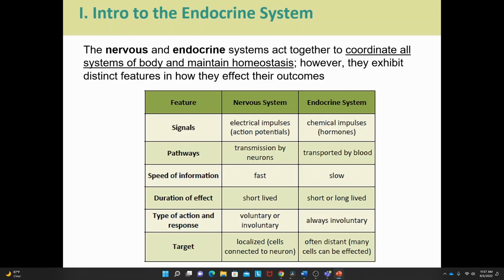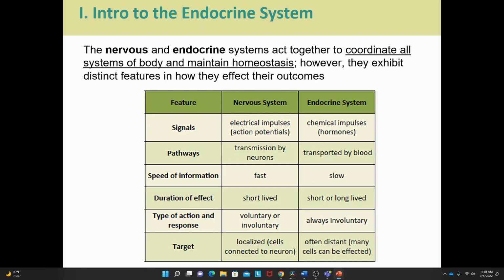So the nervous system is going to use electrical impulses. We're going to call those action potentials later on. Whereas the endocrine system uses chemical signals, right? Hormones. So we have a difference in how we communicate, right? The method of communication and the pathways that we take. So for your nervous system, you're sending these electrical impulses along neurons, right, through nerves, whereas the endocrine system will primarily rely on the bloodstream.